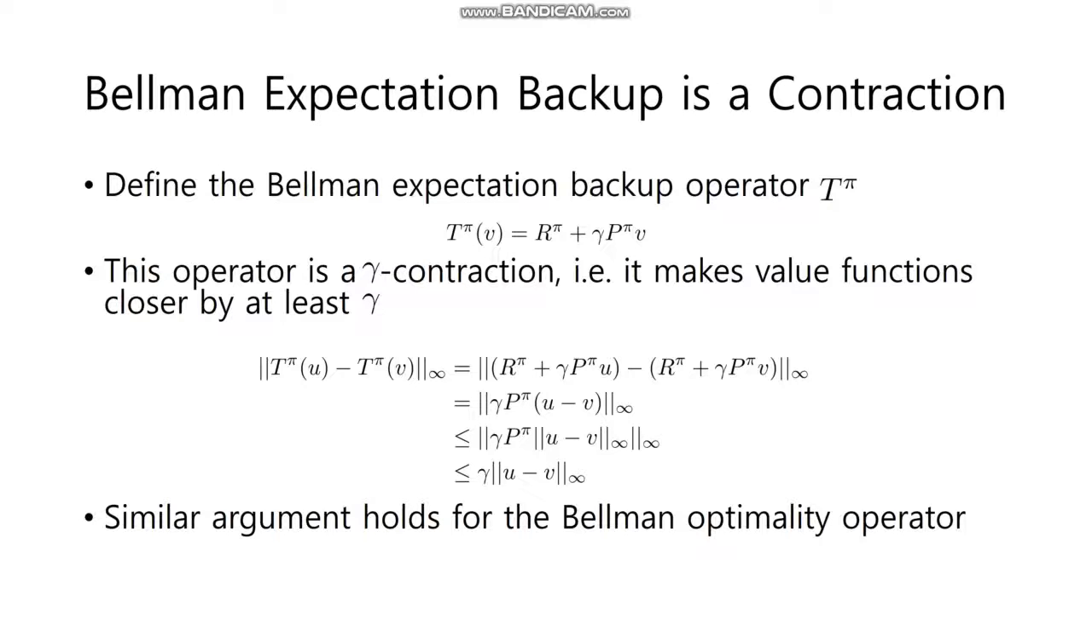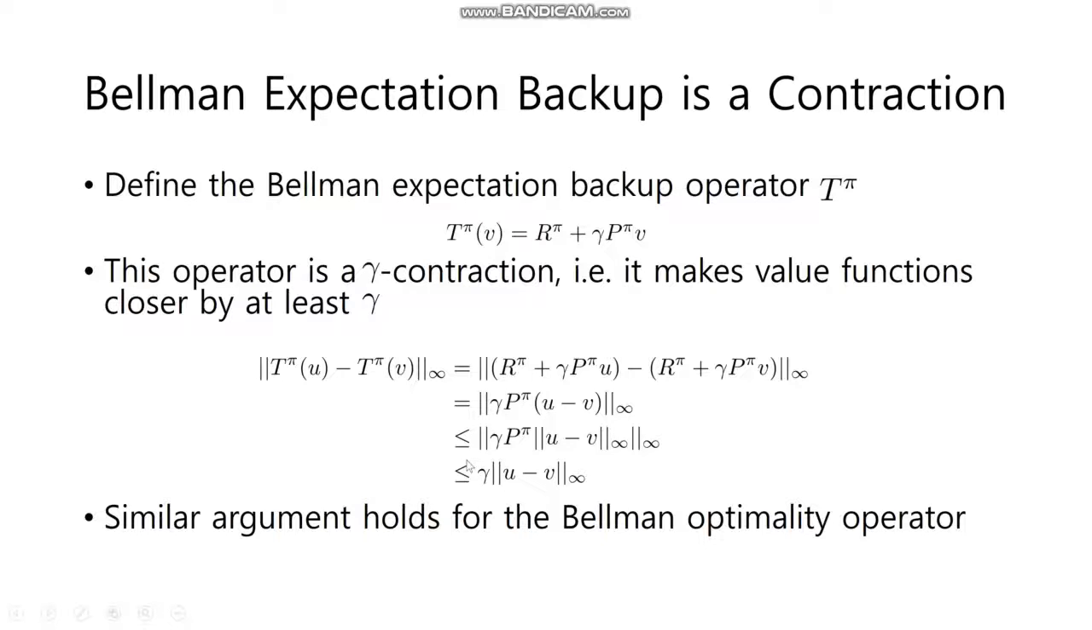One important fact is that the Bellman expectation backup is a contraction mapping. Let's define the Bellman expectation backup operator T-pi as follows, which was derived from the Bellman expectation equation. This operator is a gamma contraction, namely, it makes value functions get closer by at least a factor of gamma. So when there are two arbitrary value functions u and v, after applying the operator T, the distance between the two is going to be closer by at least a factor of gamma.